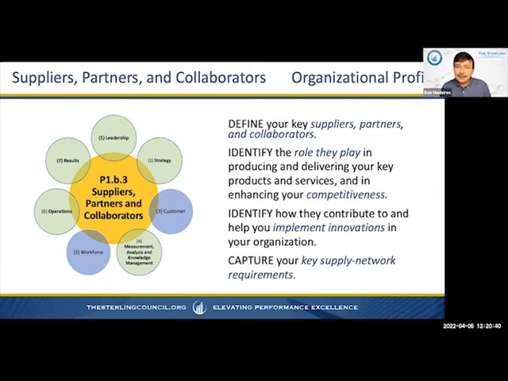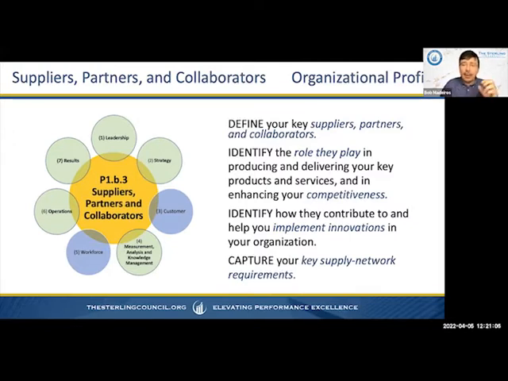Now, the last item that we have to capture in order to meet the requirements are, what are your key supply network requirements? Now, that's often quality, schedule, and cost. But there may be things that are unique, and you need to capture those within the organizational profile.